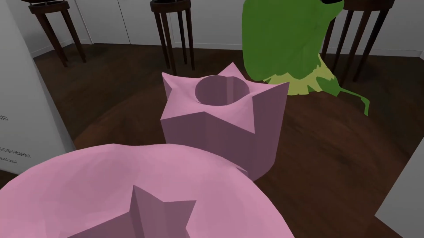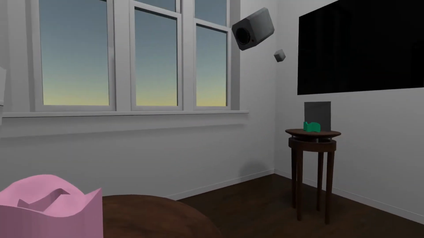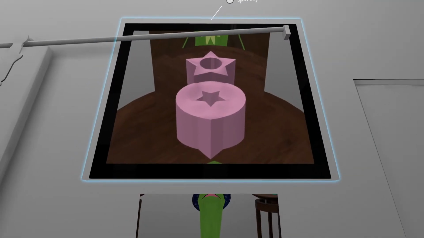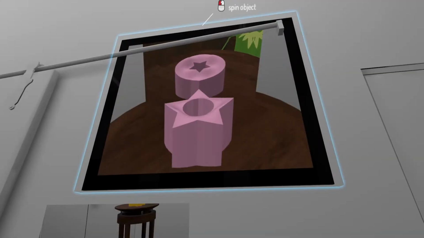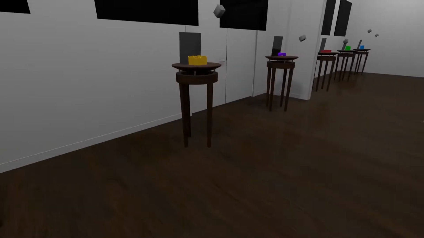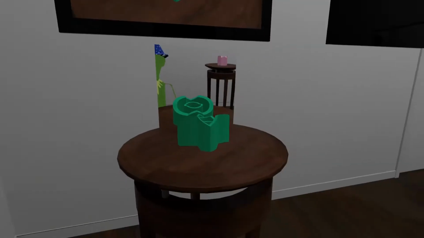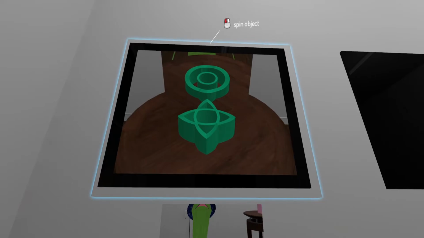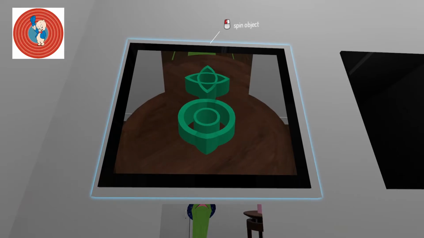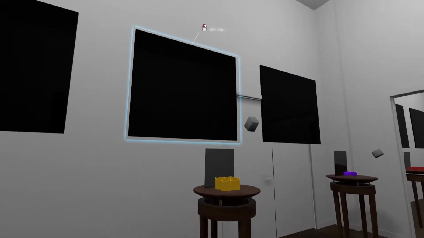And that's how all of these are. It's an object that, if looking at it from one angle, looks that way, and through the mirror it looks like a different object. If you spin it, it looks the same. Looks like two circles and a four-pointed star, and now it looks like four-pointed star and two circles.